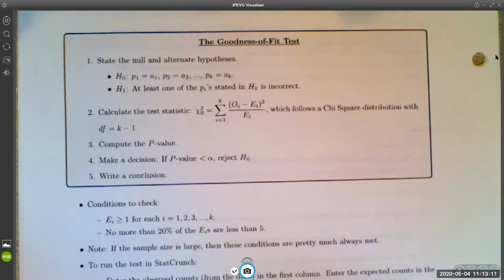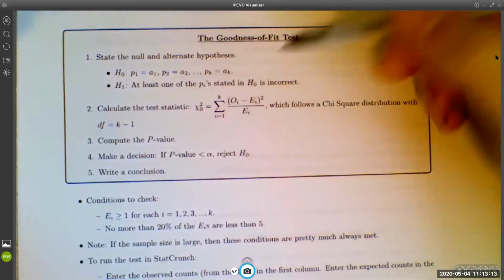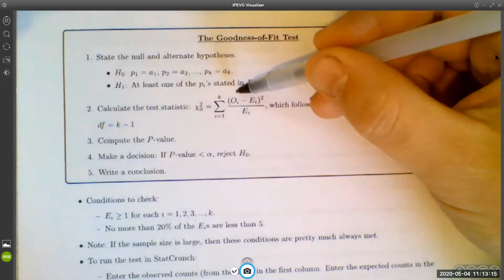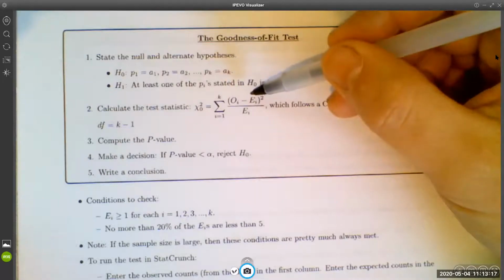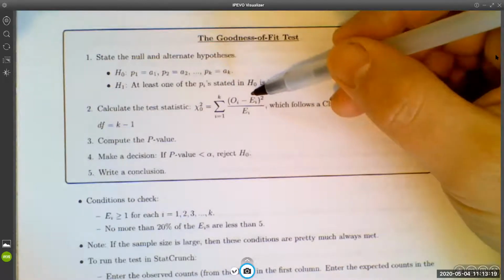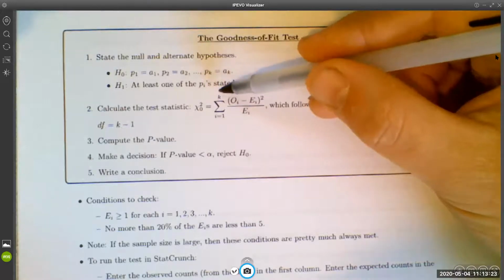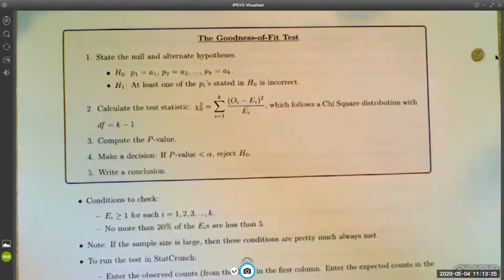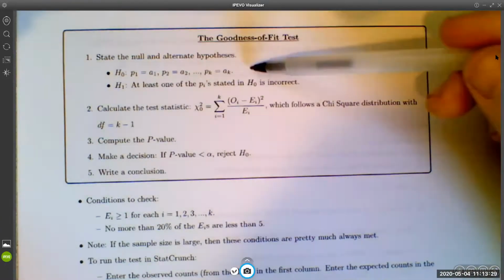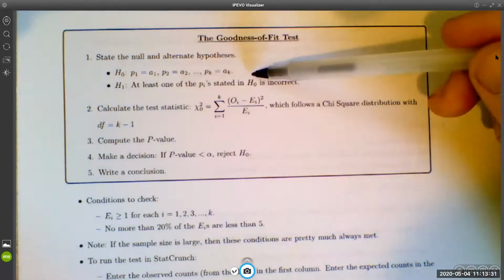Okay, so with that in mind, remember the OIs, those are our observations. They come from the data. The EIs, those are what we just computed, and that's how we compute them. K is the number of proportions that we're testing. So the steps to run a goodness of fit are, as always, state the null and alternative hypotheses.